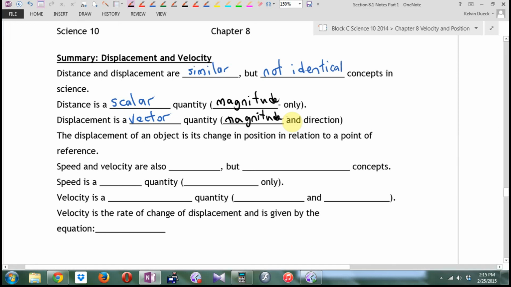Remember, the displacement of an object is its change in position. What's a shorter way to write change in position? Where delta, which is change in, means what? What's change in anything? Hey, folks, what's change in anything? Final minus initial.